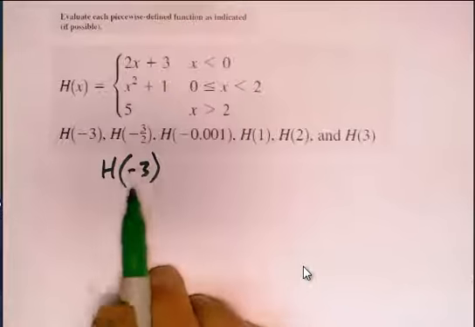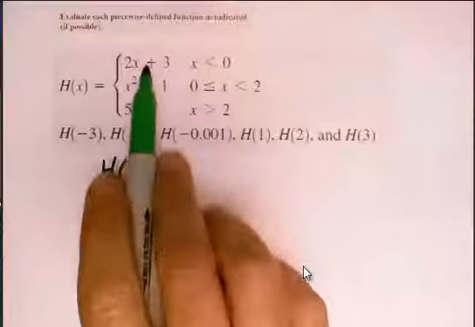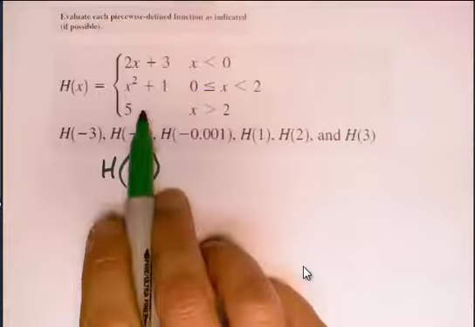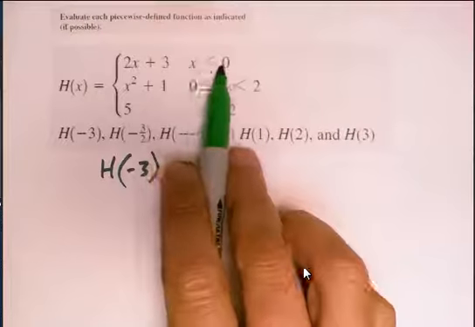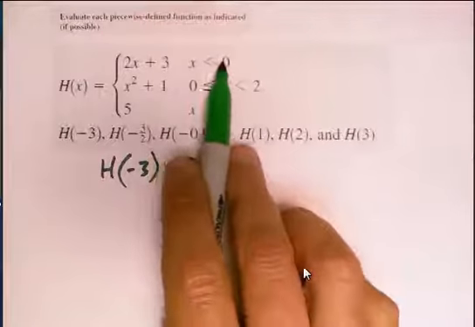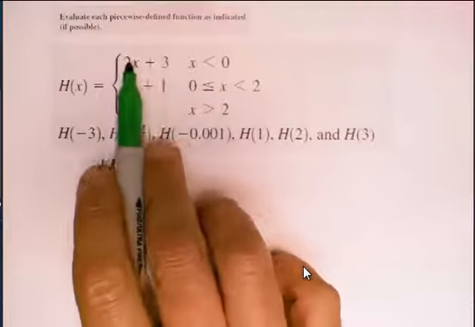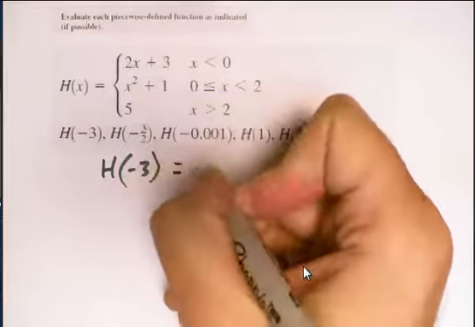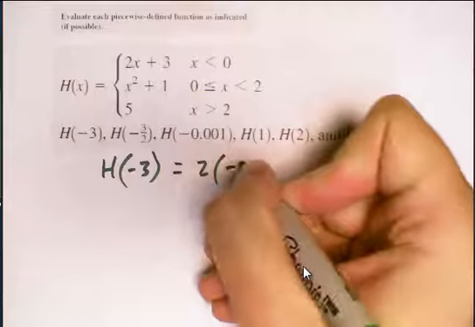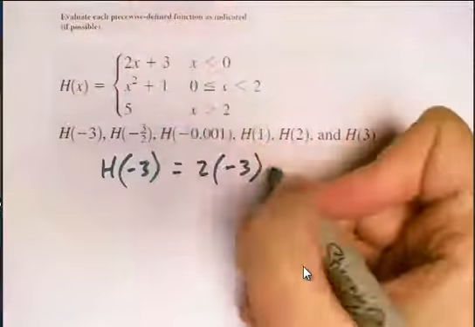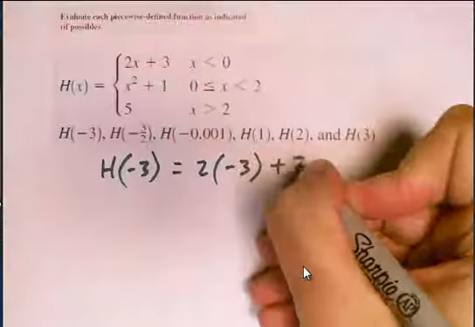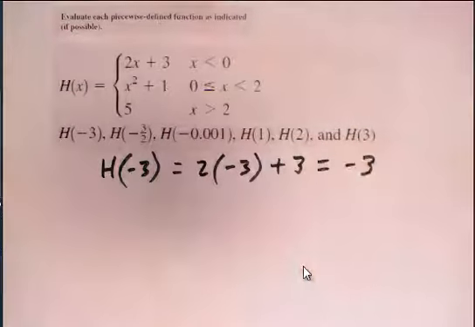First thing we need to do is figure out which of these outputs we use. So we take negative 3 and we look. Negative 3 is less than 0, so we're going to use this one. We go over here and plug the negative 3 into the function that corresponds with the domain. 2 times negative 3 plus 3 equals negative 3. So that's our output. Let's do the next one.